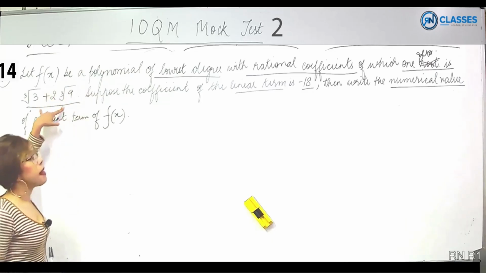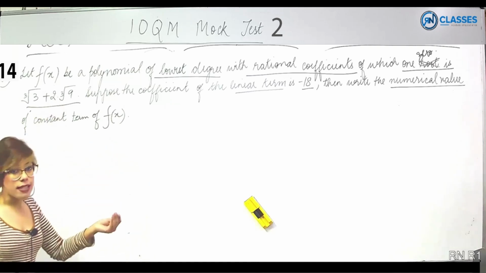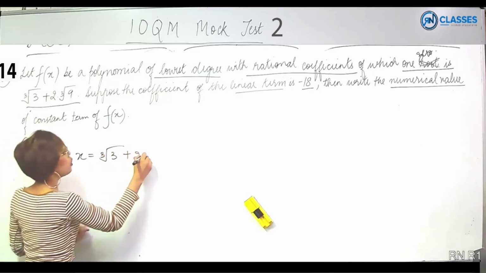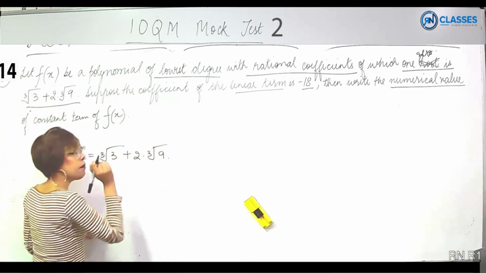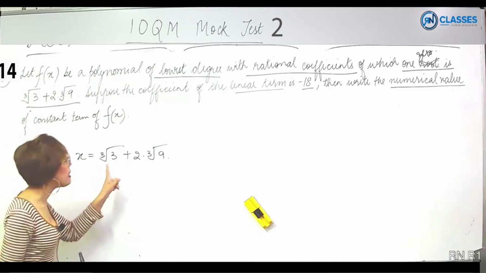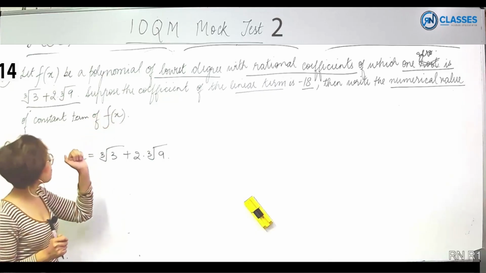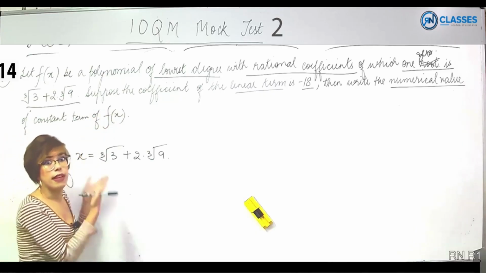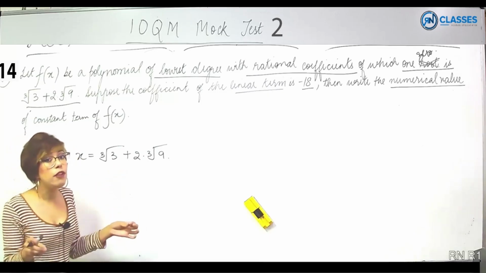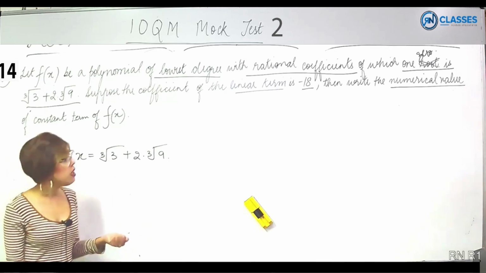One root is this, and I want a polynomial with rational coefficients, right? So, if I'm considering my polynomial in x, I know one value of x is nothing but cube root of 3 plus 2 into cube root of 9. Using this, I need to make a polynomial with rational coefficients. That means the radical sign should not be there. Now, radical sign, I want to remove it. I cannot leave it like this. If I square it up, the radical sign will not disappear because I want to get rid of the cube root. If I want to get rid of the cube root, that means I need to cube it. So, I can do that.